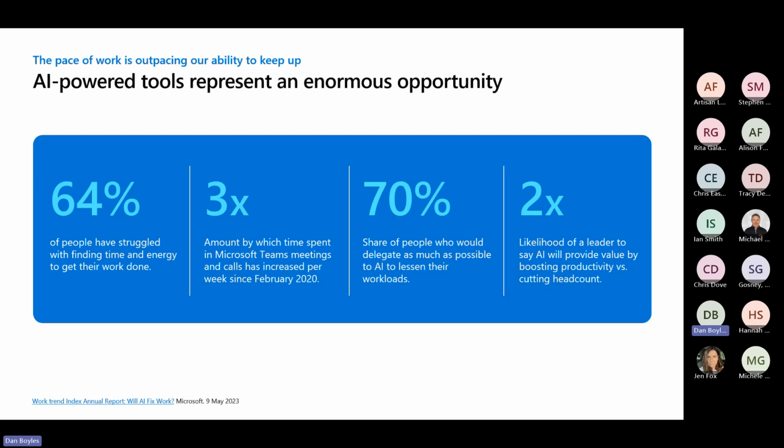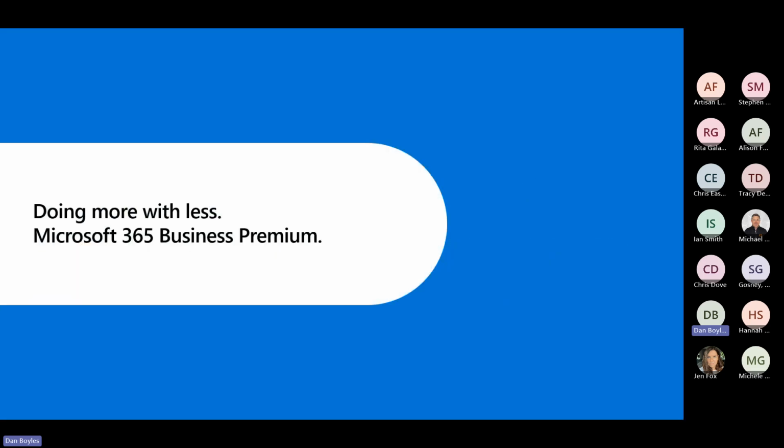You know, 64% of people don't have enough time to do their work after COVID and after lockdown. And I would probably ask if anyone in this group does have that. I'd be very surprised if anyone does. 3 times increase in Teams meetings, and 70% of people would like to delegate AI to lessen their workloads. Right, so we can see a bit of a trend here. We need more security. The way we work has changed. The way we share documents has changed. The way we communicate has changed. And actually, we need to catch up in our business life now.